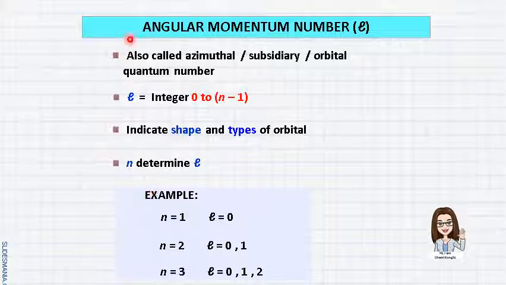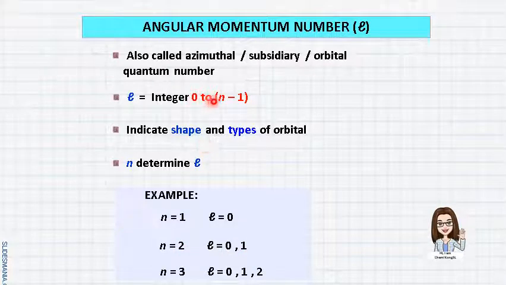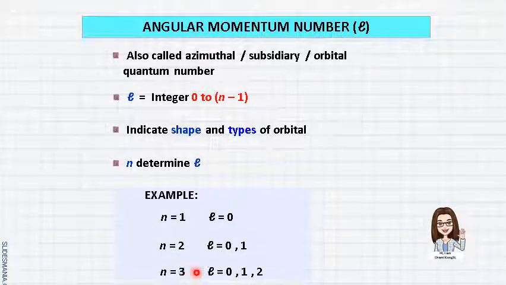Then next, what is the angular momentum quantum number L? It has other names, which are azimuthal or subsidiary orbital quantum number. L is an integer from 0 to n minus 1. This angular momentum indicates the shape and type of orbital. Since this formula, we know that n determines L. For example, when n equal to 1, L equal to 0. When n equal to 2, L equal to 1 and 0, because from 0 to n minus 1. And then n equal to 3, 3 minus 1 equal to 2, so 2, 1, 0.